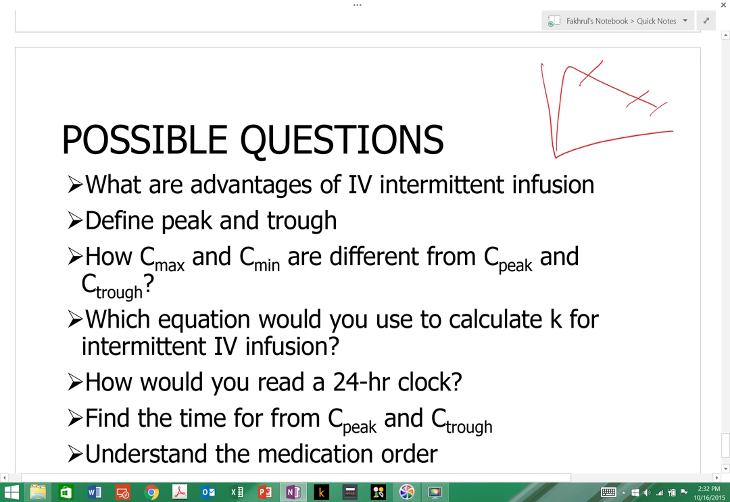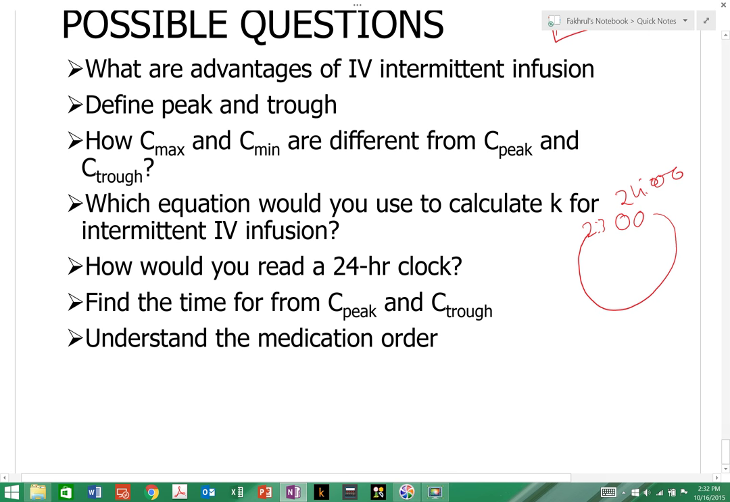How would you read a 24-hour clock? On the 24-hour clock, go check, zero time is 00, which starts from 12, in our case 12 a.m., and then it goes 0, 1, 2, 3, and then 23:59, or this could also be called 24 hours. Okay, and then find the time for my C trough and C peak.